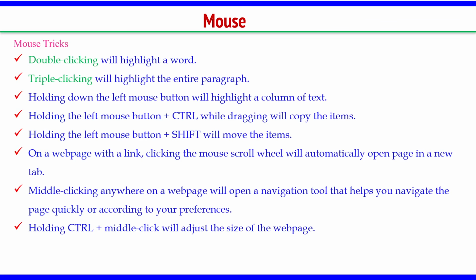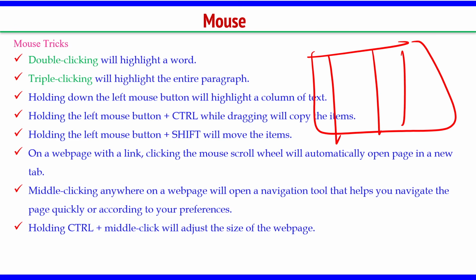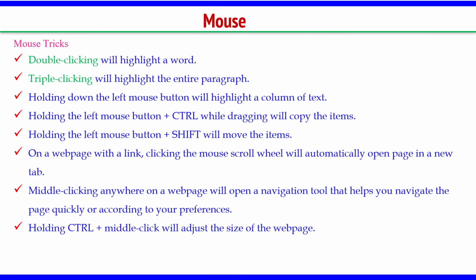Some tricks in the mouse: double clicking will highlight a word, triple clicking will highlight the entire paragraph. With experience, once you are using the mouse, you can understand how to use it. Holding down the left mouse button will highlight a column of text. If there is some data with columns, and I hold my left mouse button and pull it, it will select the column.